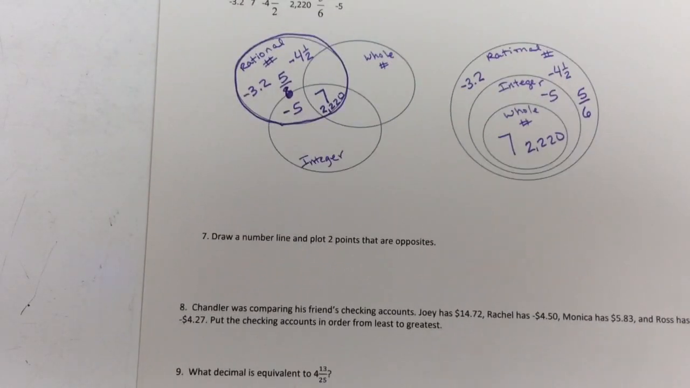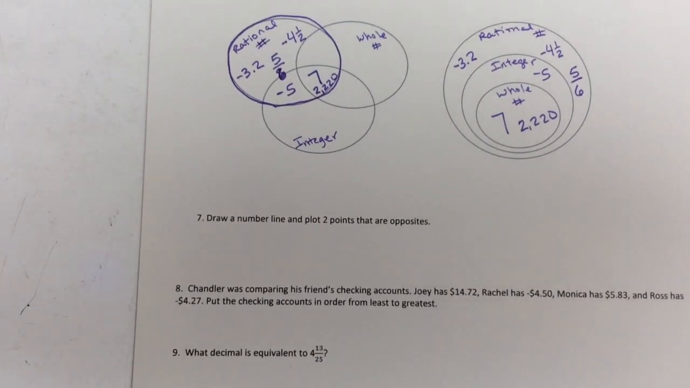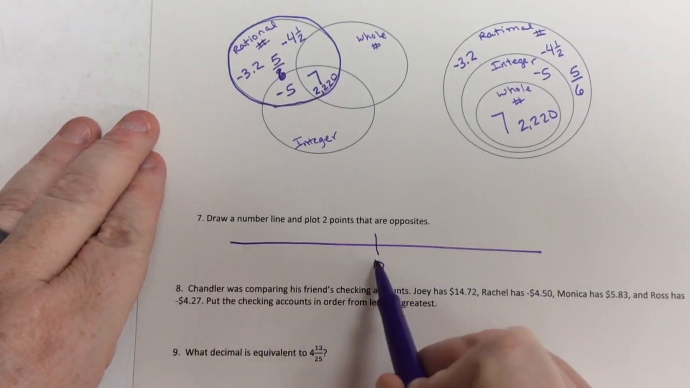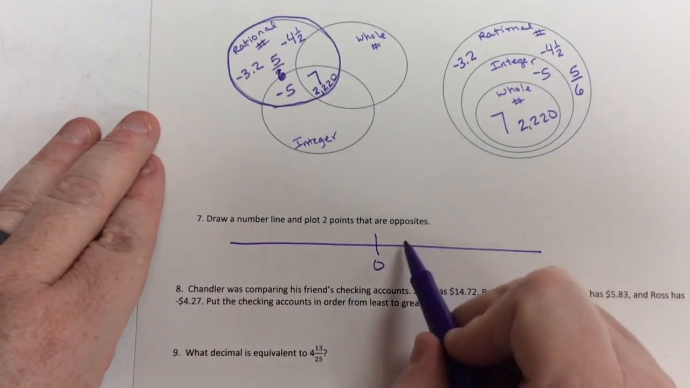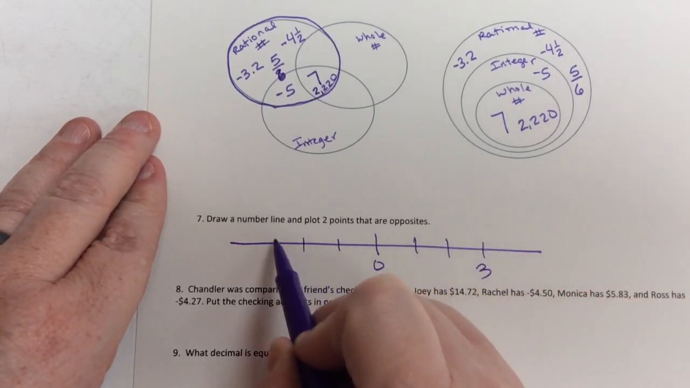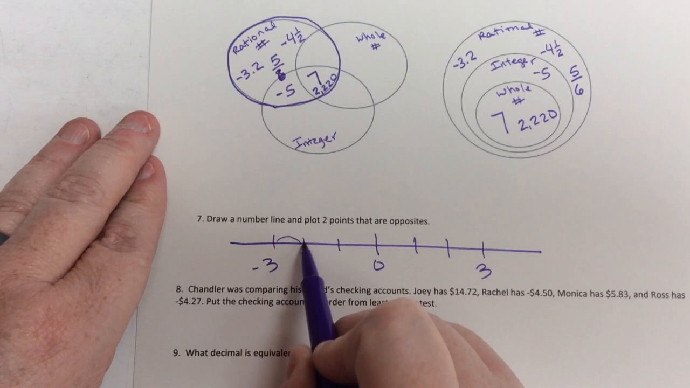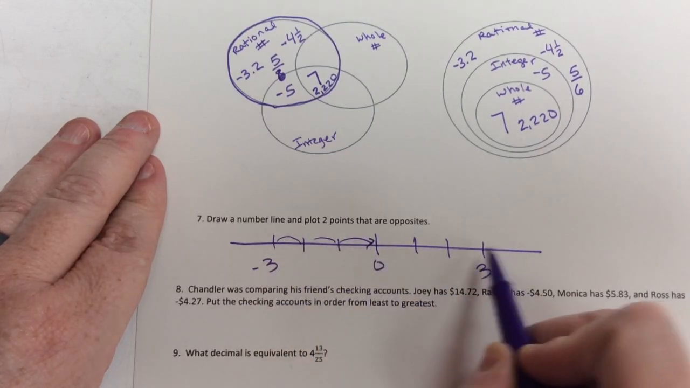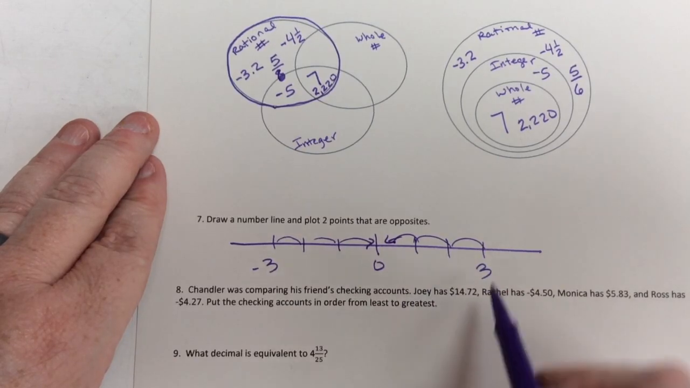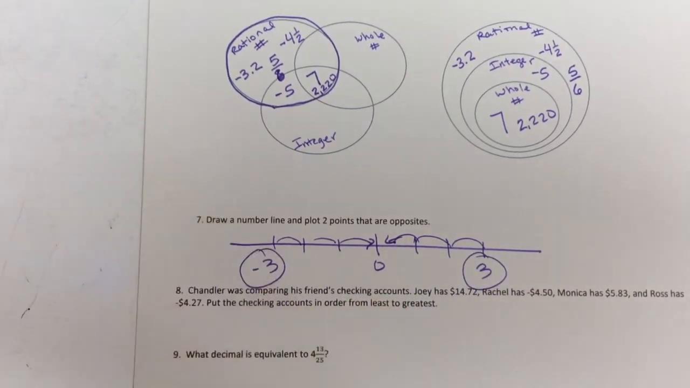All right, number 7. Draw a number line and plot 2 points that are opposites. Man, that one's pretty easy. What we know about number lines is that they are the same distance from 0. So I'm just going to use 3 and negative 3. And to show 1, 2, 3 spaces to 0, 1, 2, 3 spaces to 0. Okay, so 3 and negative 3.